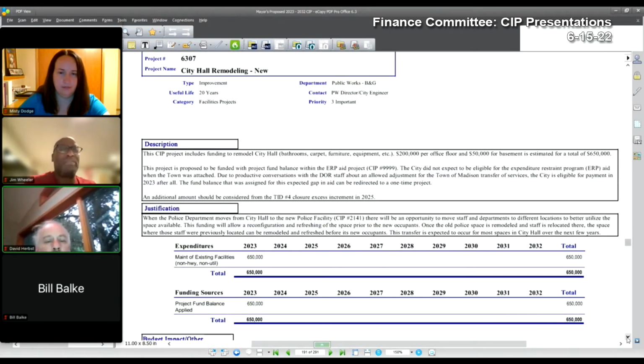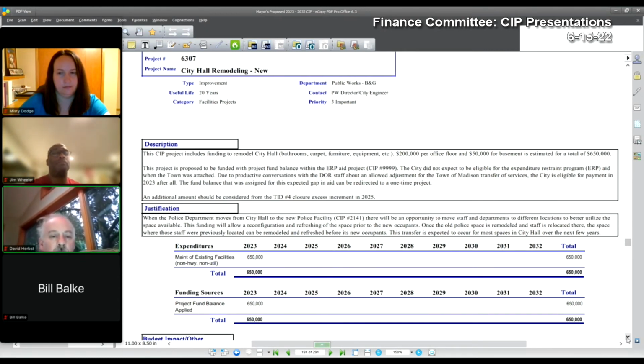6307 is a new project. That is City Hall remodeling. This is tied to space needs and also tied to the police moving out of the City Hall. So this new project would include funding to remodel City Hall to include bathrooms, carpet, furniture, and equipment for each floor. It would likely take a phased approach, beginning likely in 24 or 25, depending upon completion of the police project. We look to start on the first floor that's been vacated, refurbish that floor, and then do other floors in subsequent projects.